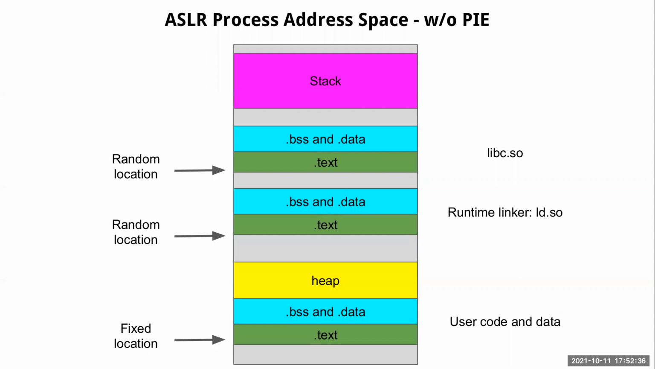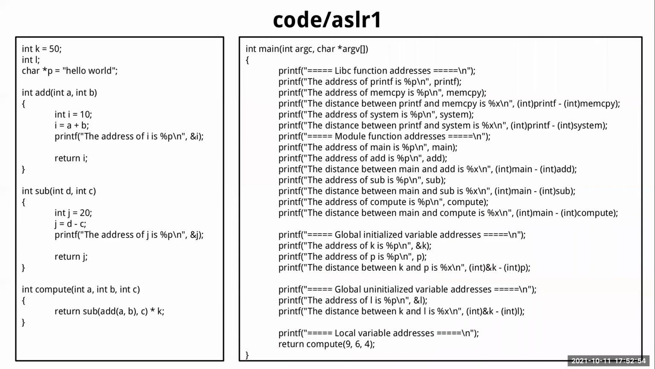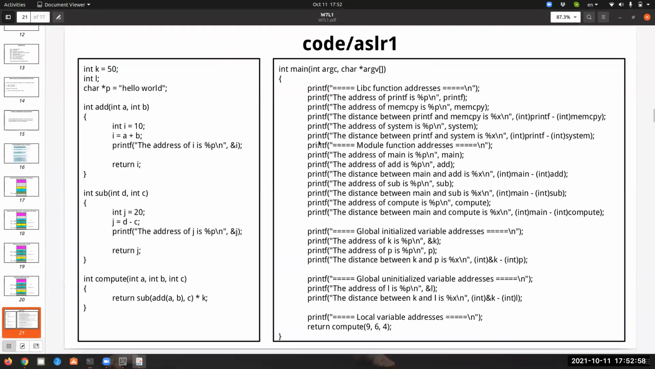We just randomize the location. Every time we load it into a different location. But to do that, obviously, the code must be able to run at different locations. Okay, so I have several examples here.